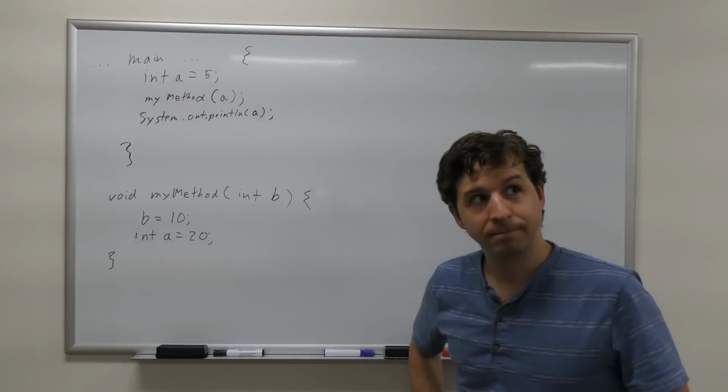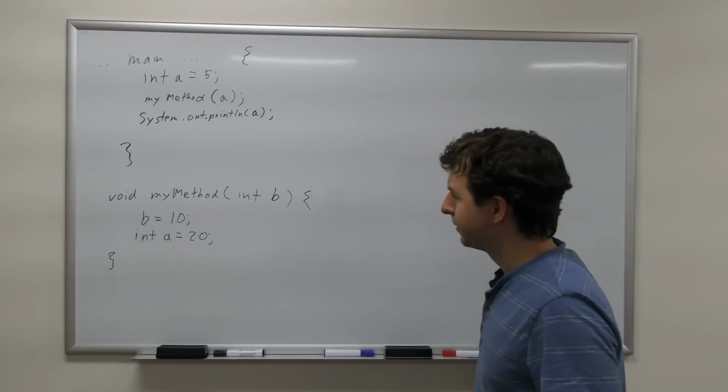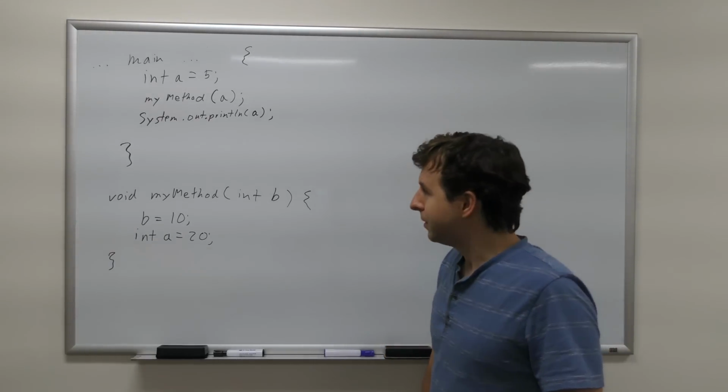I'll wait. If you said 5, the best number, you are correct. Why does this make sense though?